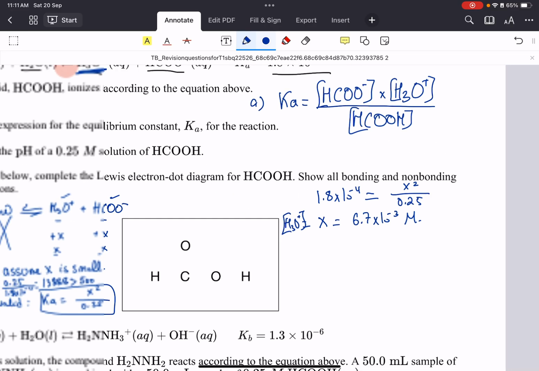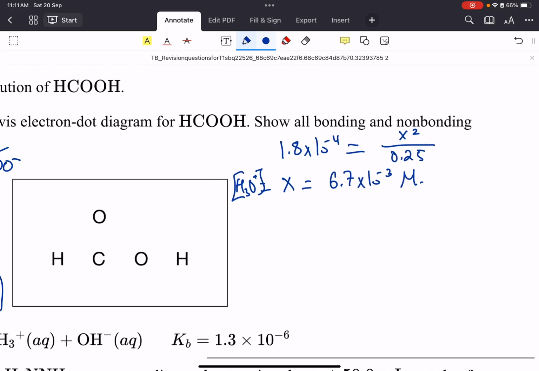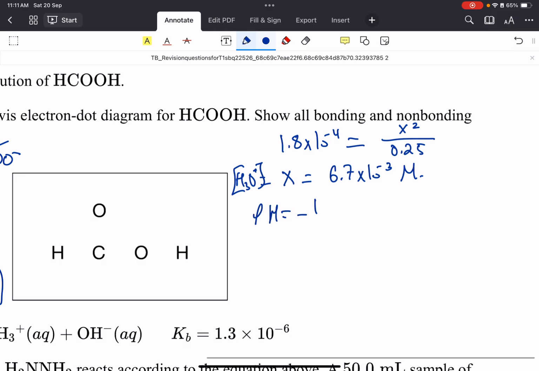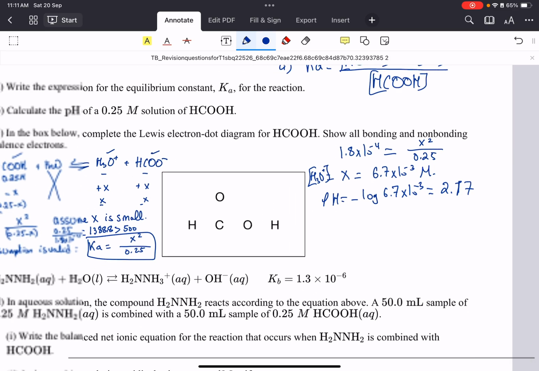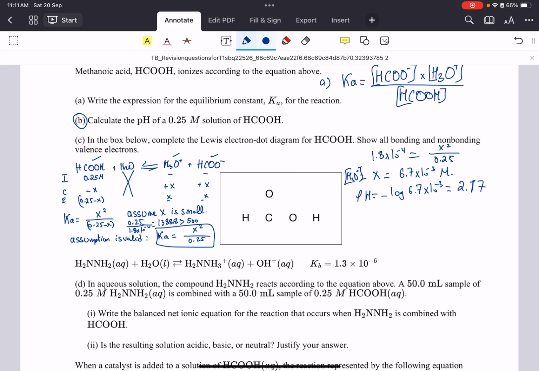Now, x is the concentration of H3O plus. Therefore, they want the pH. So pH is minus log of x, and it is equal to 2.17. So in the question, your steps have to be clear.